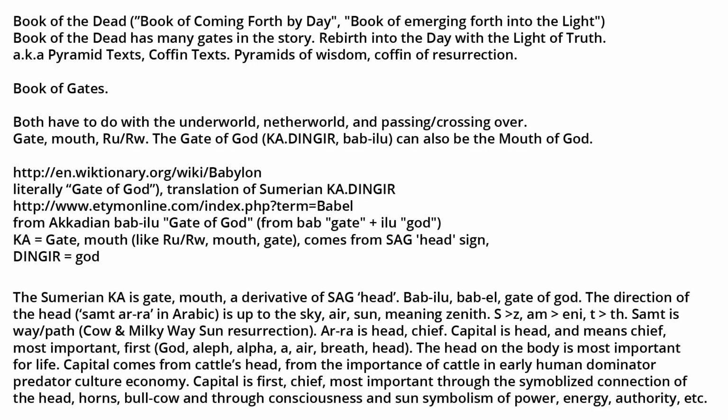So capital is first, chief, most important, through the symbolized connection of the head, the horns, the bull cow, and through consciousness and sun symbolism of power, energy, and authority. So the sun, God, El, Al, Aleph, power, energy, authority, strength, the bull, the Ka, it's all related.